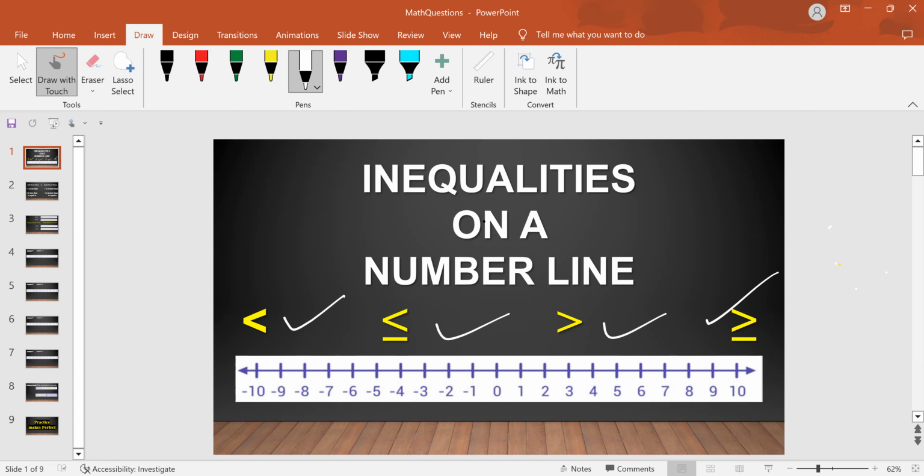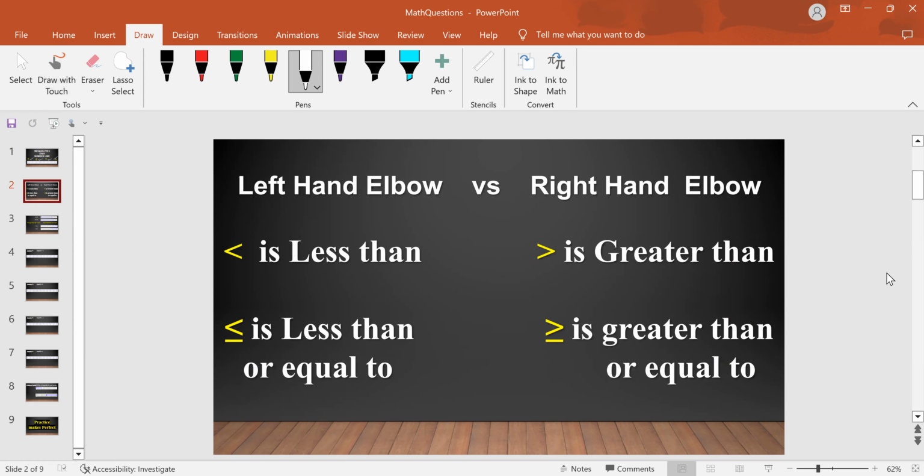So the first thing we'll see is to know the difference between the 4 symbols. For that, let's consider our left hand elbow versus right hand elbow. Every time you see the symbol like this, we read it as is less than. And the other one here, we read as is greater than. If you consider your left hand elbow, that could help you to remember which one is less than and which one is greater than.